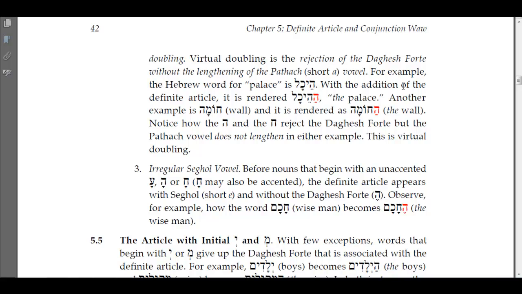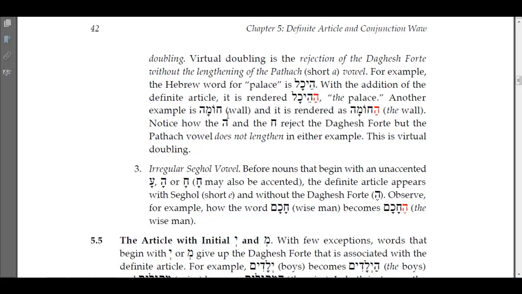So, for example, the Hebrew word for palace is hekhal. With the addition of the definite article, it is rendered ha-hekhal, the palace. So what happens here is you have the hey and the patak as normal, but when you try to double the hey here, it rejects, of course, gutturals reject the doubling of the dagesh, and thus it just remains the same. The dagesh drops out, and you just have the patak under the hey.